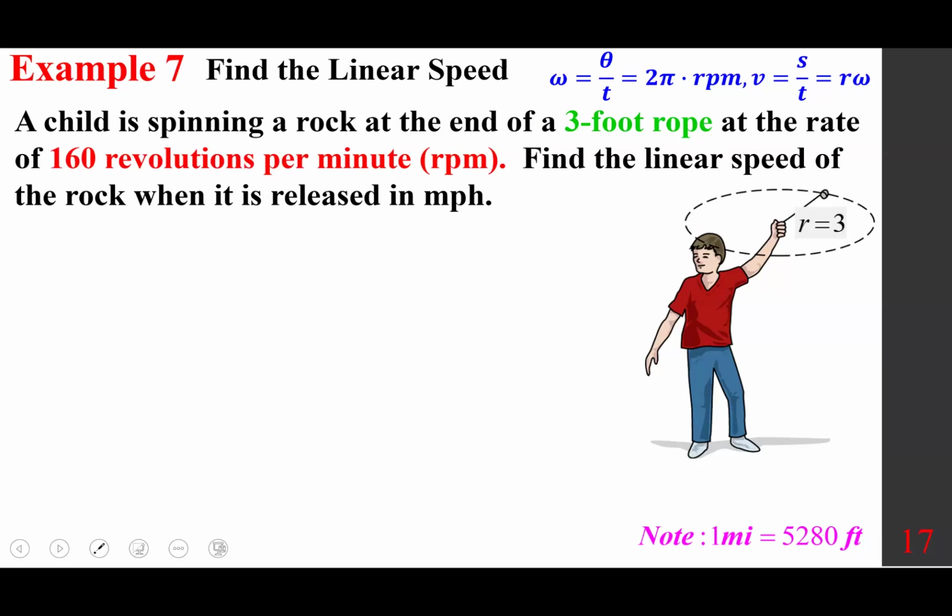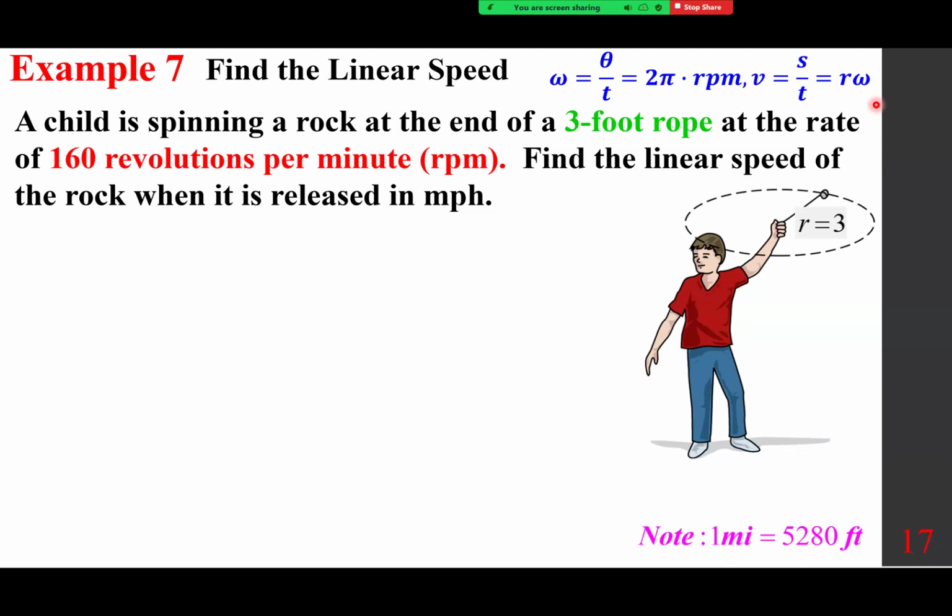Here's a simple example for that. We want to find the linear speed. A child is spinning a rock at the end of a 3-foot rope at a rate of 160 revolutions per minute, short RPM. Find the linear speed of the rock when it is released in miles per hour. And I'm reminding you that 1 mile is 5,280 feet.